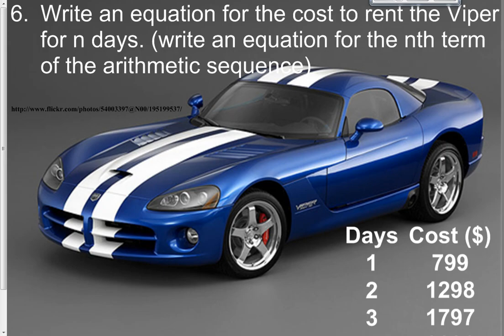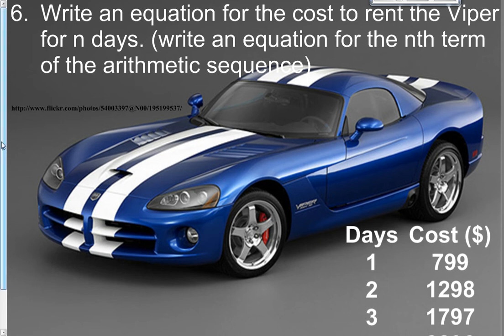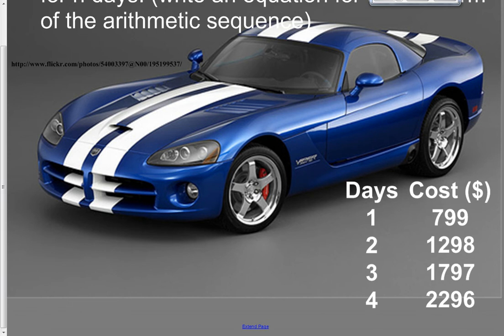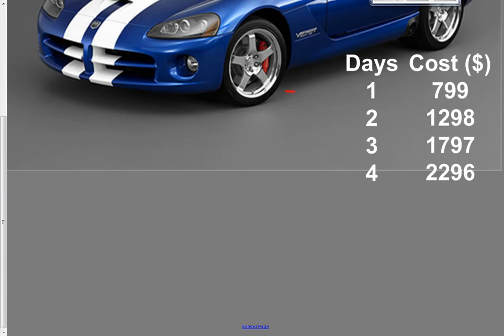Last problem here. Write an equation for the cost to rent the Viper for n days. Write an equation for the nth term of the arithmetic sequence. So looking at this, if I were to rent a Dodge Viper, it would cost me $7.99. Whew! That's for one day. But if I rent it for a second day, now it costs me $12.98. And a third day is $17.97, and a fourth day is $22.96. Is there a pattern there?